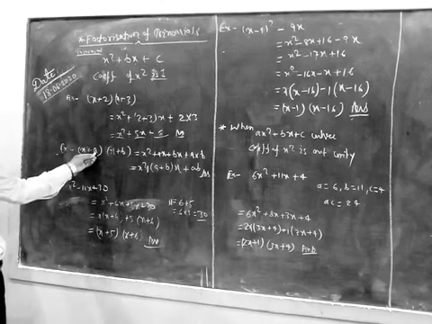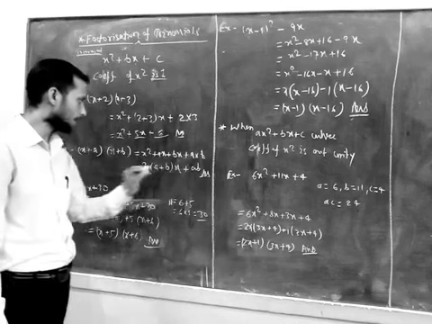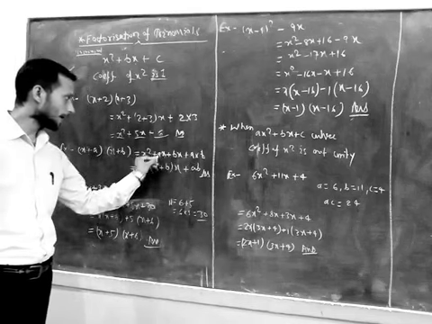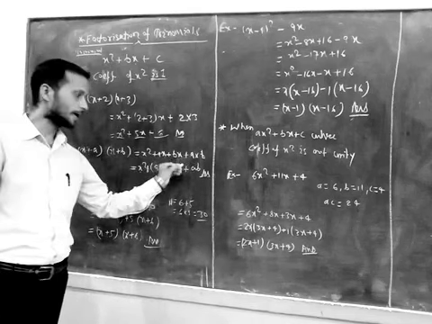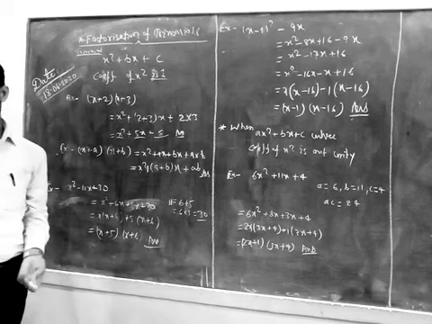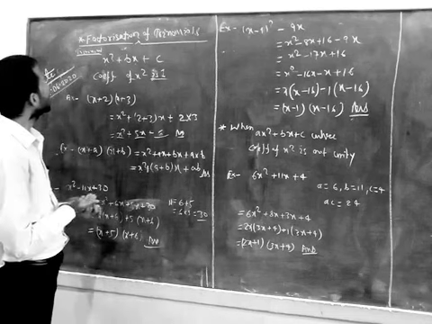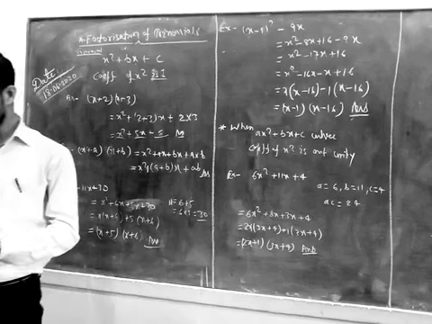For example, (x plus a)(x plus b) is x square plus ax plus bx plus a into b. Taking x common, it is x square plus (a plus b)x plus ab. And hence we get the factors. So, what is the method of factorization of a trinomial?